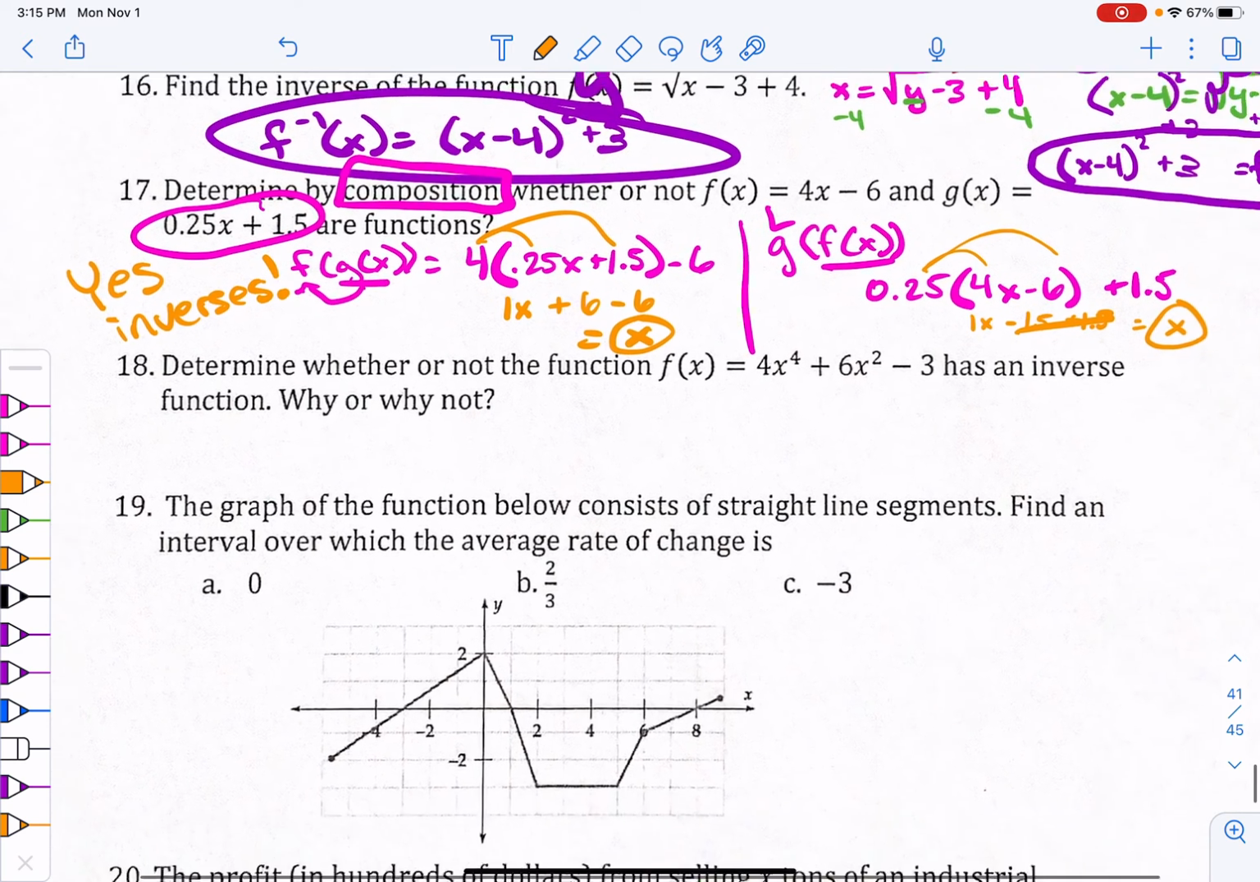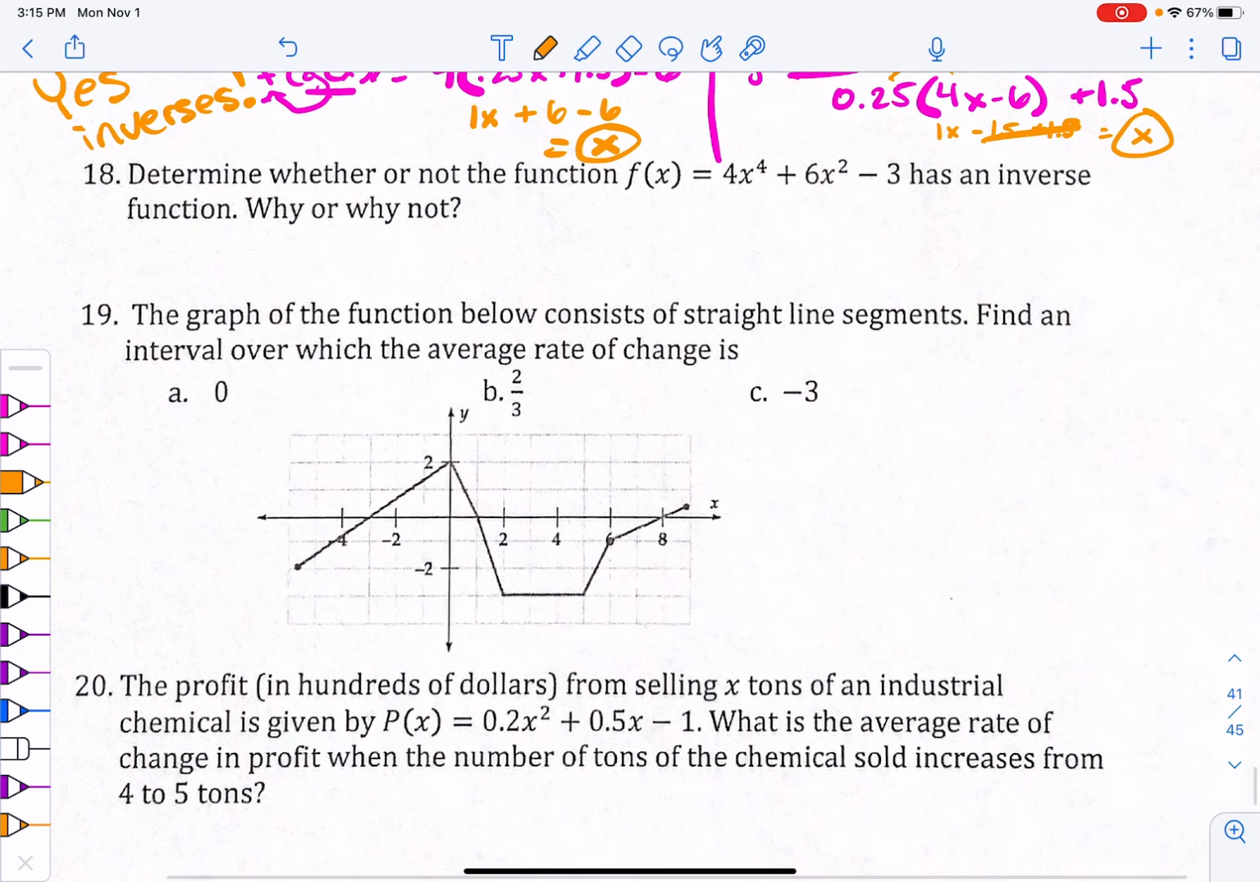Yes, inverses. Okay? All right, a couple more. 18, determine whether or not this function has an inverse function.